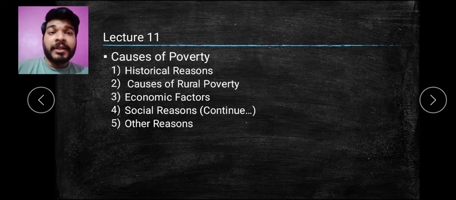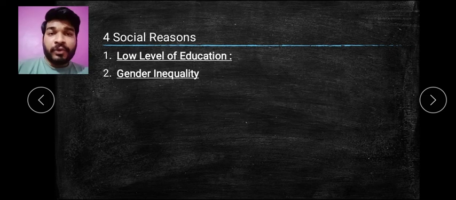Then after, the social reasons. So today we are going with social reasons. In social reasons there are 2 points: low level of education, and second is gender inequality. These are the two reasons why we Indians are under poverty. So let's go with the first one, that is low level of education.